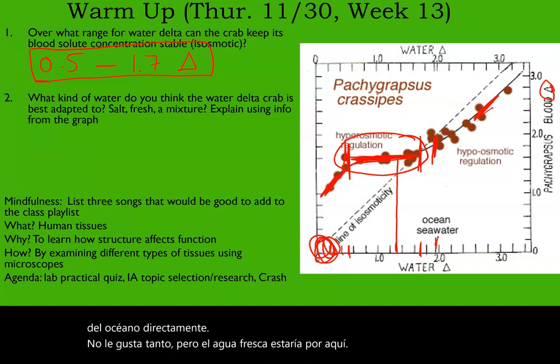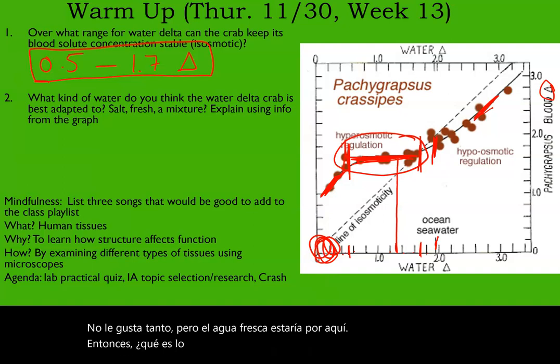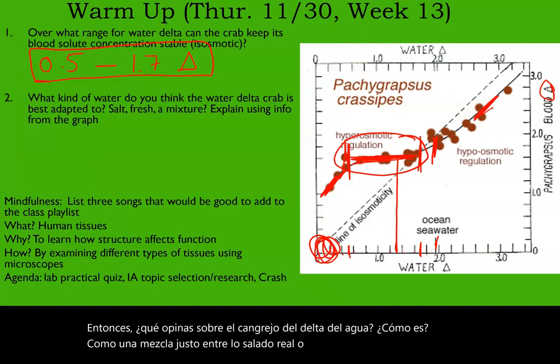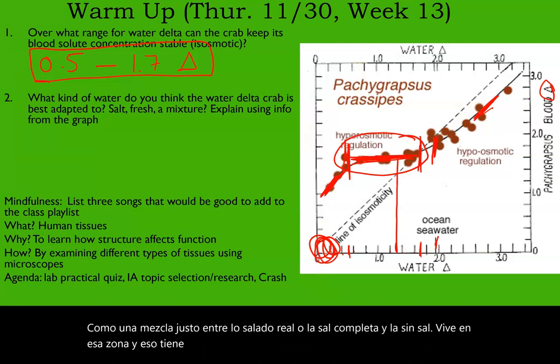Okay, so what do you think about the water delta crab? It likes a mixture, right? In between the full salt and the no salt. It kind of lives in that zone. And that makes sense because what's the name of this thing? Delta crab. Delta, you guys know what a delta is?